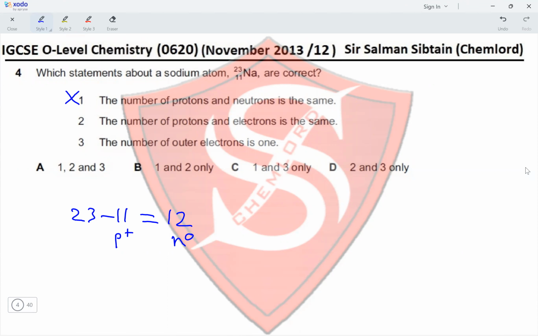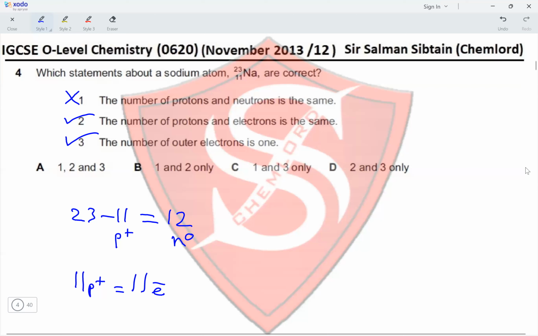2. The number of protons and electrons is the same. Yes, it has got 11 protons and 11 electrons. So this is correct. The number of outer electrons is 1. Since sodium belongs to group 1, the number of outer electrons would be 1, making statement 3 correct as well. Since statements 2 and 3 are correct, option D is the correct option for this question.